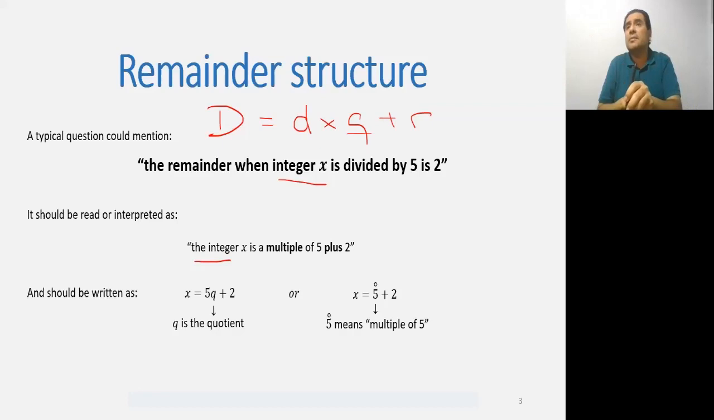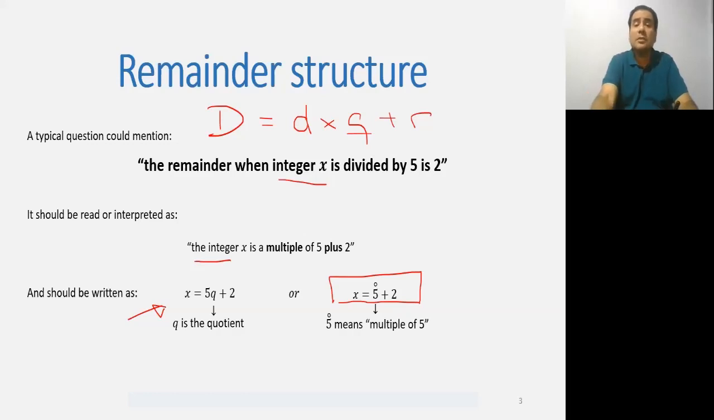Remainder when integer x is divided by 5 is 2 means that the integer x equals a multiple of 5 plus 2. And you can write this like this expression: x equals 5q plus 2, where q is an integer quotient, plus the remainder 2. Or, if you want to make it more succinct, and you want to have nothing to do with the quotient, which in most problems you don't actually need to deal with, you can just write it like this: x equals a multiple of 5 plus 2.